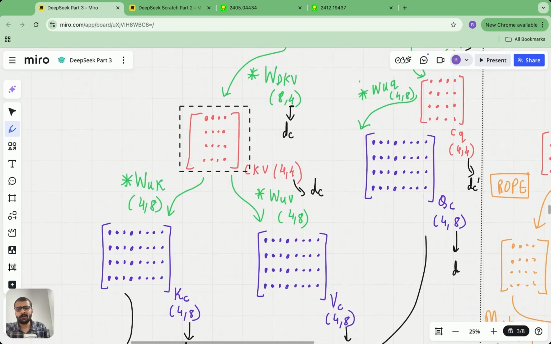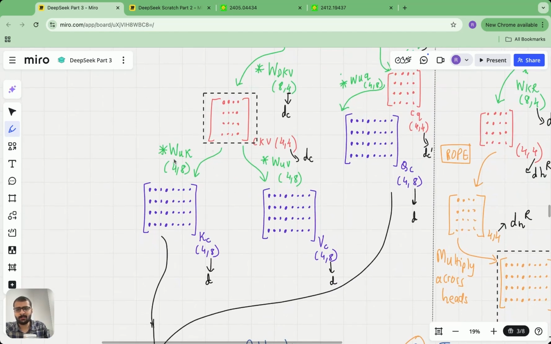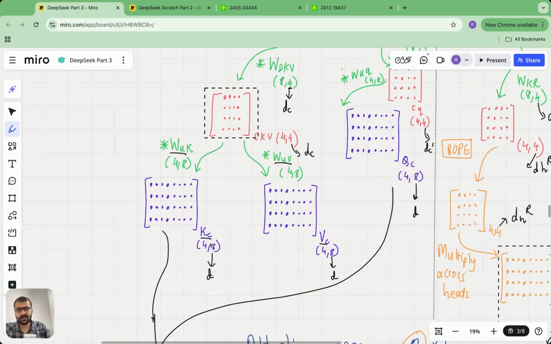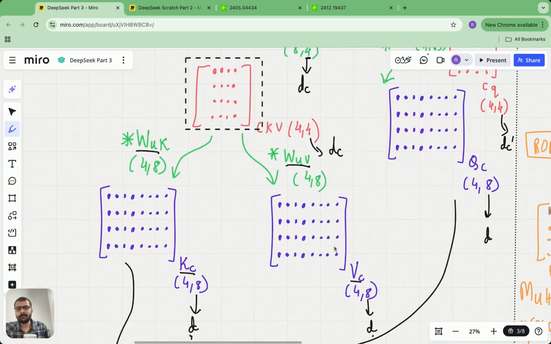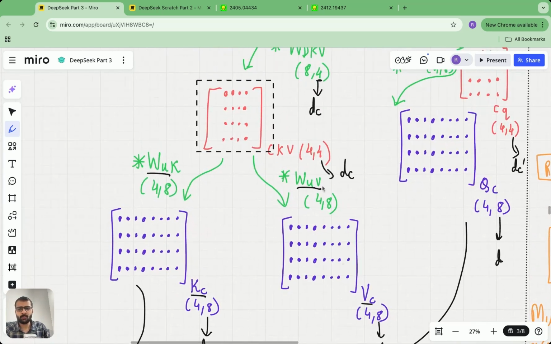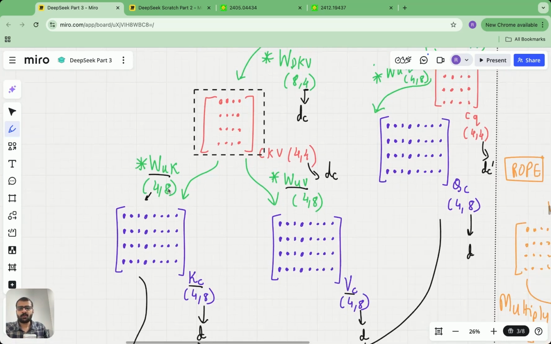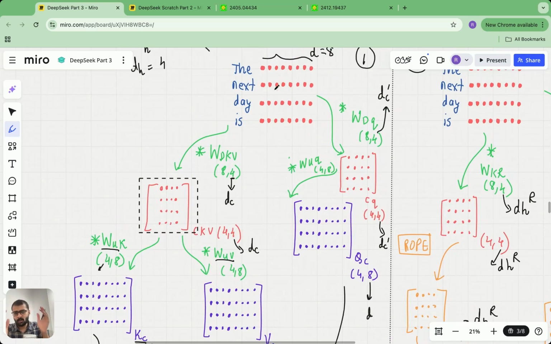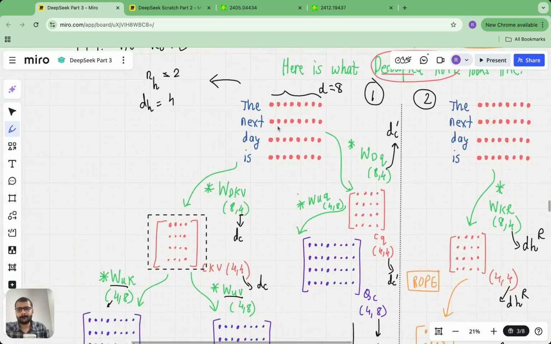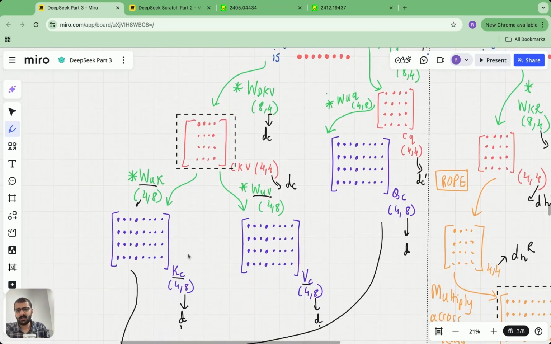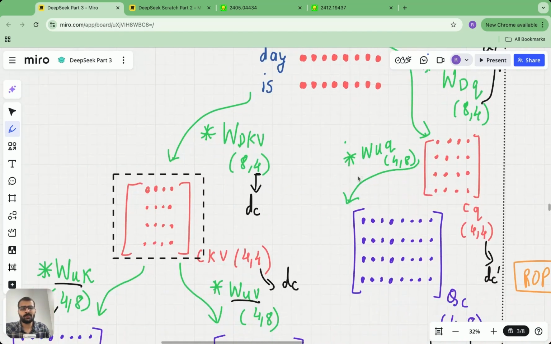Then I multiply it with two matrices, WUK and WUV. That gives me my keys matrix, which is KC, and my values matrix, which is VC. Remember, the dimensions of the keys and values matrices are D, the original dimension we started with, and the dimensions of WUK and WUV are DC comma D. So this is how we get KC and VC. This is just one part of what I'm showing on the left hand side, where we get the keys and the values. But there is a second part in which we get the queries.